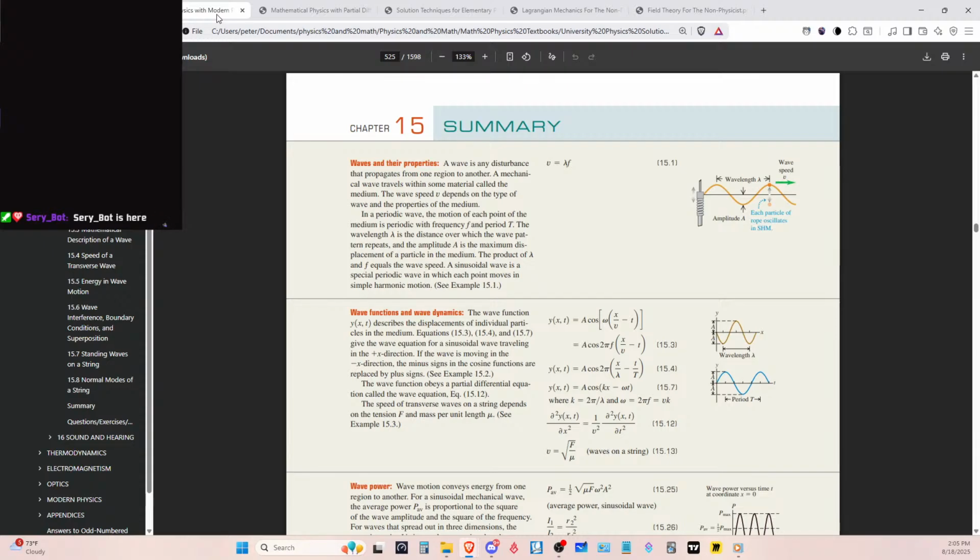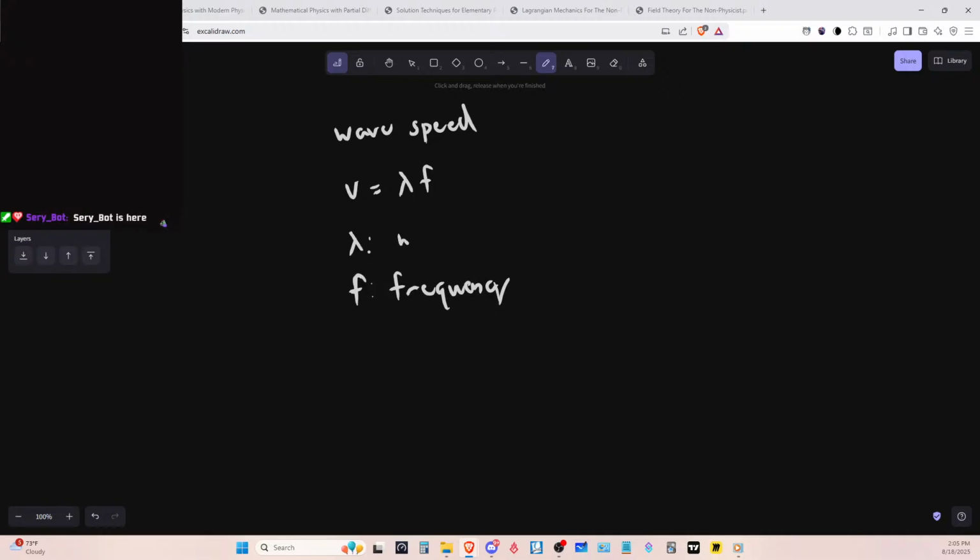For a periodic wave, the motion of each point of the medium is periodic with a frequency f and period T. The wavelength, okay, so that's wavelength here. So I guess we'll keep this in mind. That's how it's opening up with this chapter. So we have to remember wavelength and frequency. We'll just mark this with 1 here, so that's the first thing we have to learn, the wave speed.